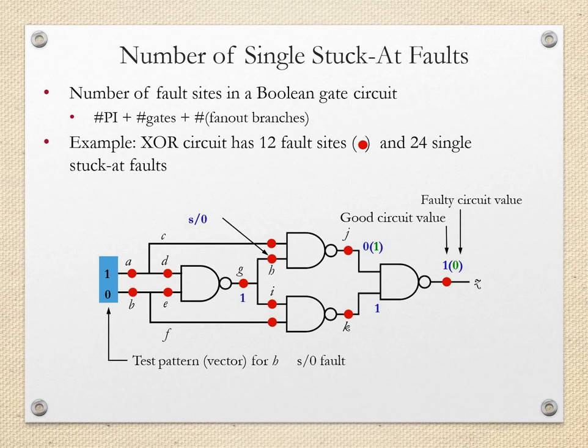Or logic 0 or logic 1. So 12 plus 12, there will be a total of 24 single stuck-at faults. Like this, we can find out how many faults may be present in the given circuit.